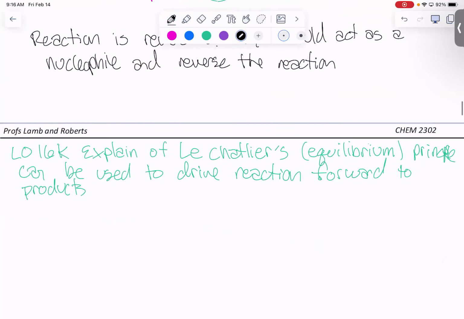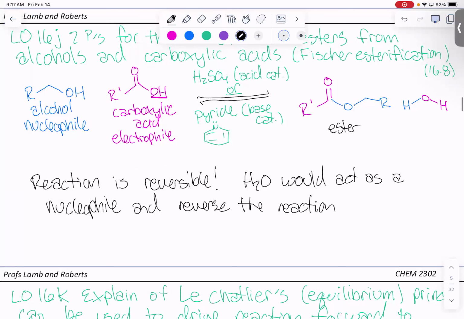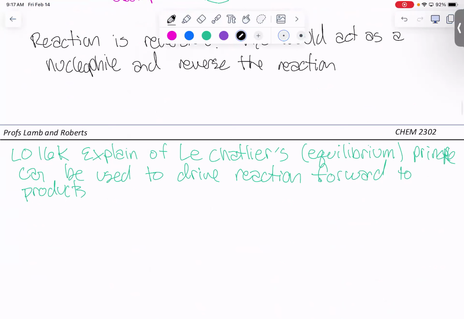All right, so when we're taking a look at equilibrium, what we're looking at is the amount of compounds in the starting side versus the amount of compounds in the product side. So as we remove products, we can get the reaction to go forward, or we could add more starting materials and get the reaction to go forward. So those are the two concepts.